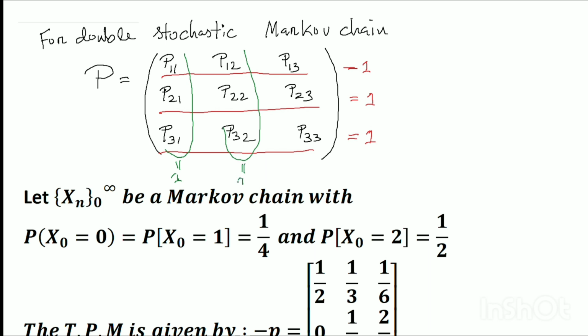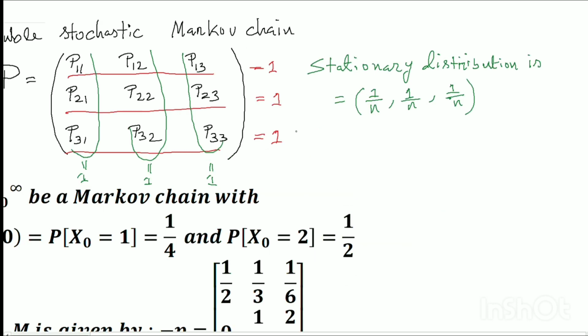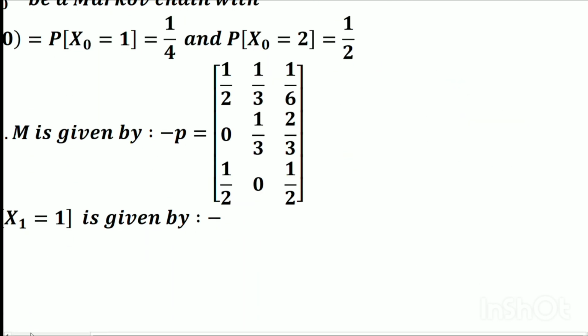So the stationary distribution is very simple: 1 by n, 1 by n, 1 by n, if it is an n cross n transition probability matrix, where n is the number of states. So for the given problem it is 1 by 3, 1 by 3 and 1 by 3.